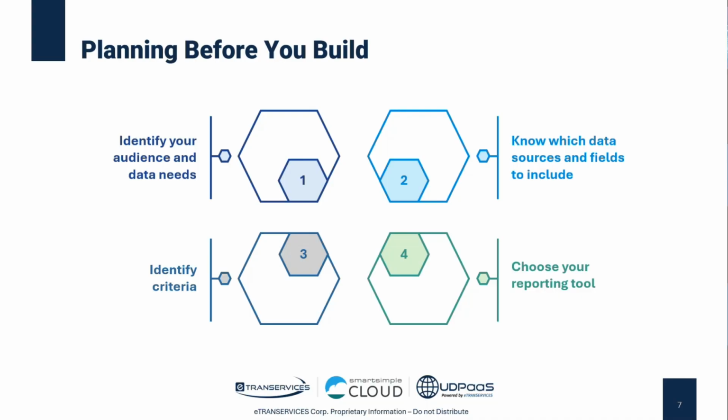The third tip is to identify the criteria for your report or list view. By identifying key criteria fields early, it will help you narrow down the set of valid records for your final report or list view. This will also help confirm the total number of records you expect to see. And finally, you can choose which tool to use. List Views or Report Builder is the best tool for your purposes.